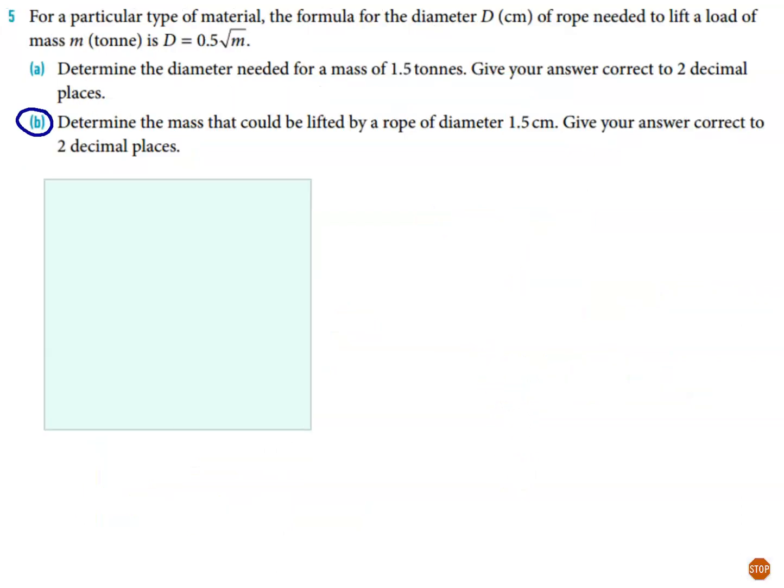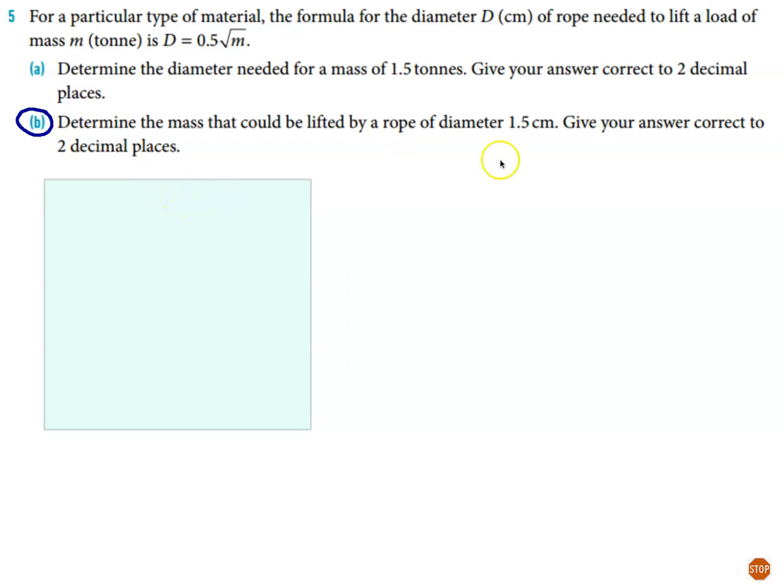Okay, and moving on. This is the last question in the first video. So read the question, have a go. It's not too difficult. We're only going to do question B. Question A is very straightforward. Even B is not that difficult. For a particular type of material, the formula for the diameter, d, in centimeters of rope needed to lift a load of mass m tons is given by this formula just there. Determine the mass that could be lifted by a rope of diameter 1.5 centimeters, and round your answer to 2 decimal places. So stop the video and have a go, please.